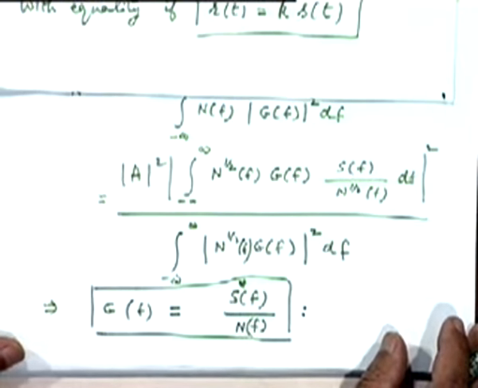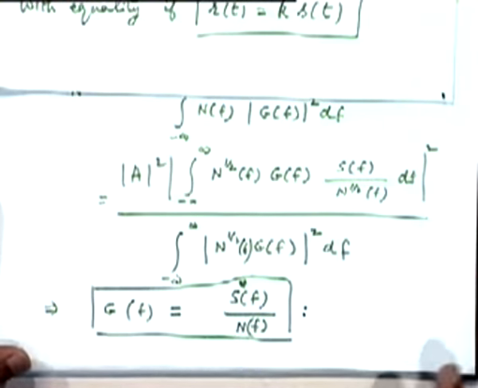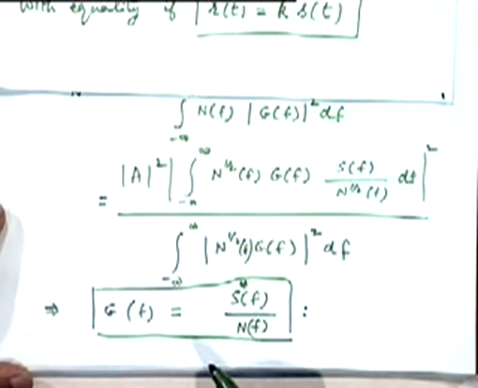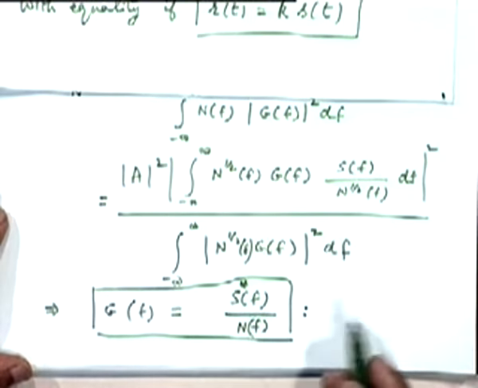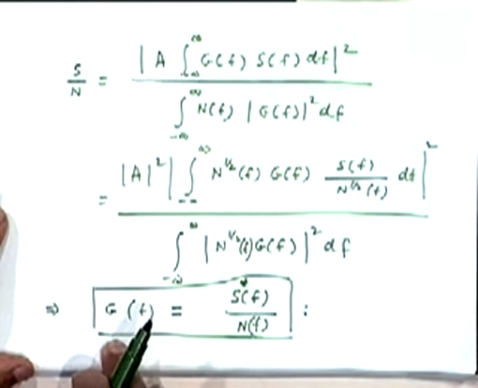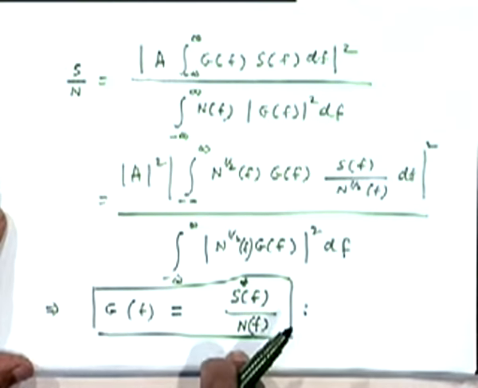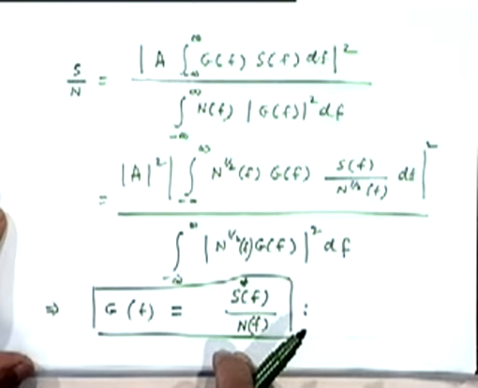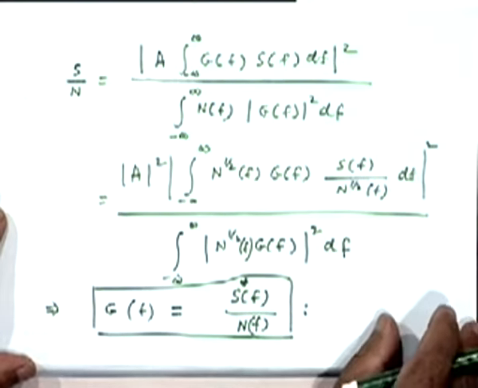Okay? So this is the expression for the filter transfer function which will maximize the signal to noise ratio at the sampling instant t equal to T0. Alright?